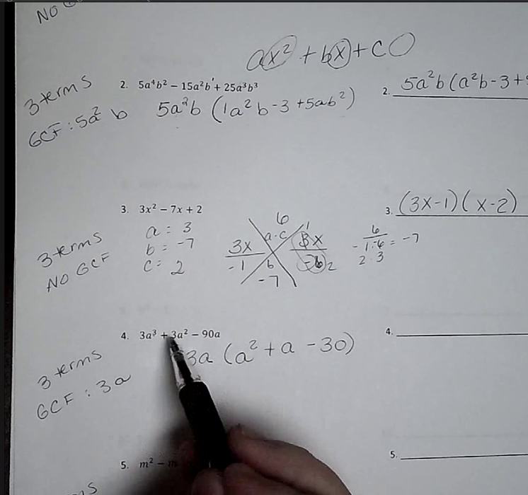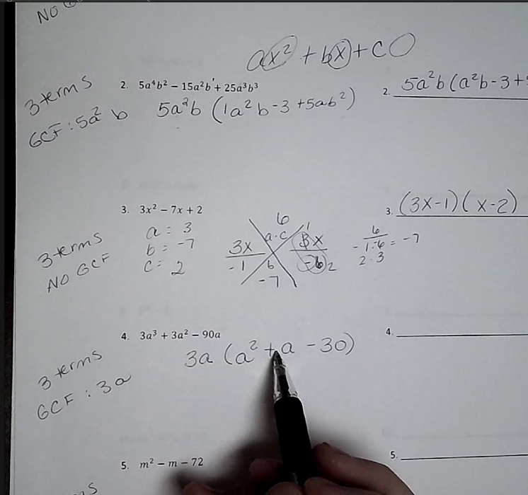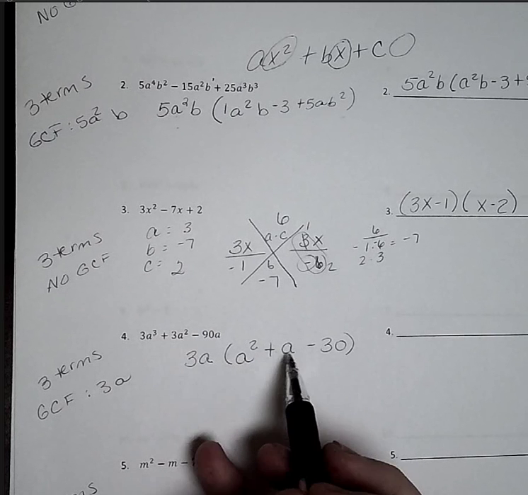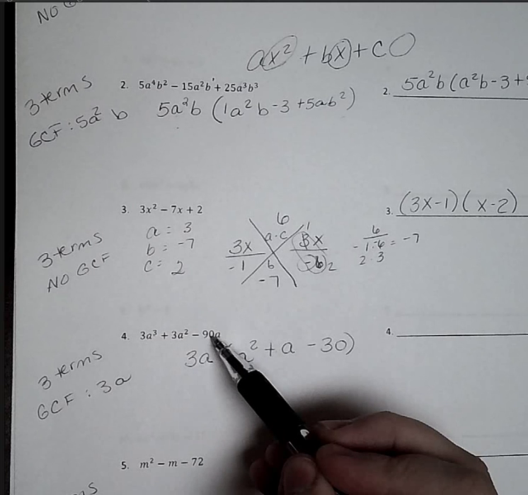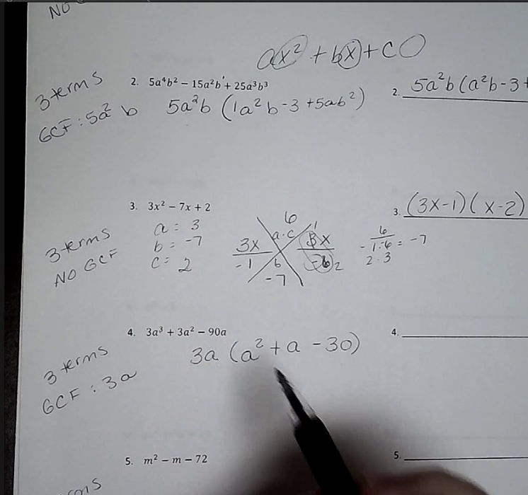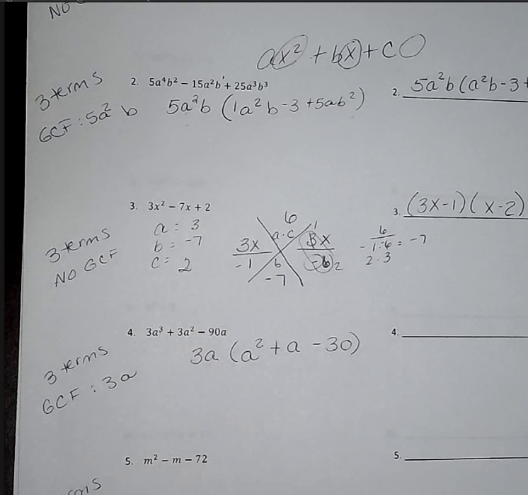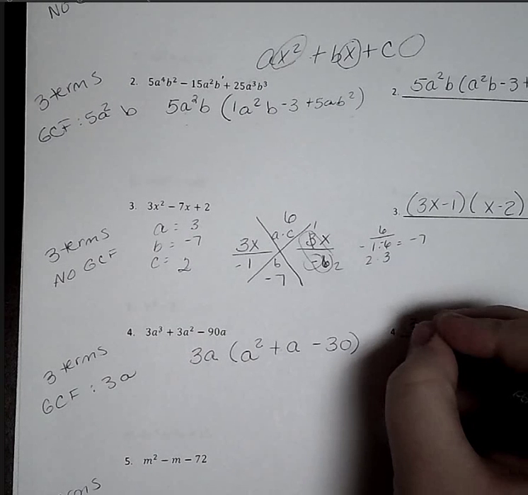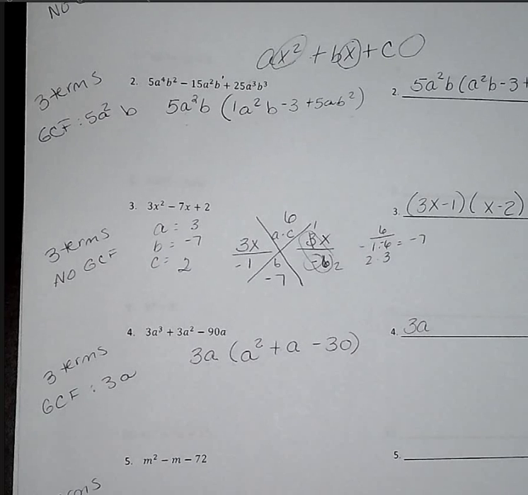3 divided by 3 was 1. 2 a's, you take 1 away, you're left with 1. Negative 90 divided by 3 is negative 30. And those a's cancel. That's how I got that. So now we know 3a is going to be a part of our answer. So let's go ahead and put that on the answer space.